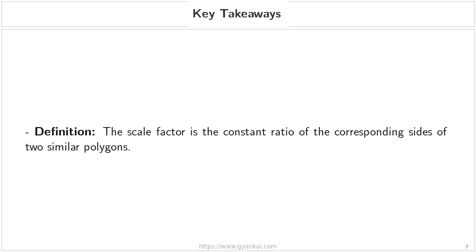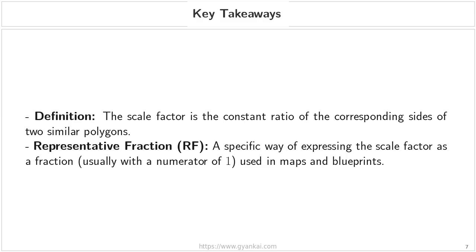First, let's revisit the core definition. The scale factor is simply the constant ratio found between the corresponding sides of two similar polygons. It is that one unchanging multiplier that links the dimensions of the original figure to its scaled version. Next, we have the representative fraction, or RF, as we saw in our discussion on maps and engineering. This is a specialized way of expressing the scale factor as a fraction. In professional practice, we almost always express this with a numerator of 1. This allows us to see at a glance how much the real-world object has been shrunk down to fit on a page.